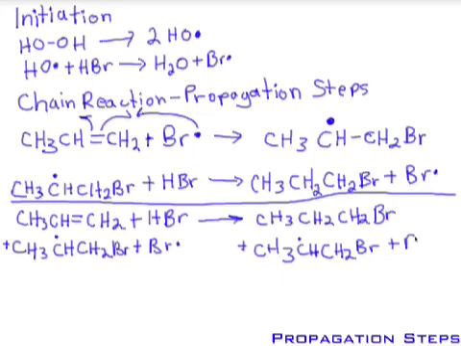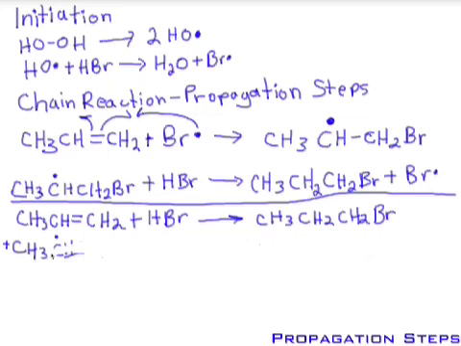Plus Br dot. Now, identical groups on opposite sides of the equation can be subtracted out. They cancel. So the alkyl radical cancels, the Br dot cancels, and because they cancel, I can remove them. So all I'm left with is the overall equation, which is the alkene reacts with HBr to make anti-Markovnikov 1-bromopropane.